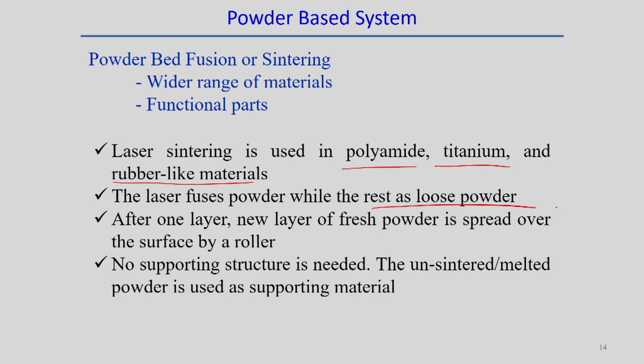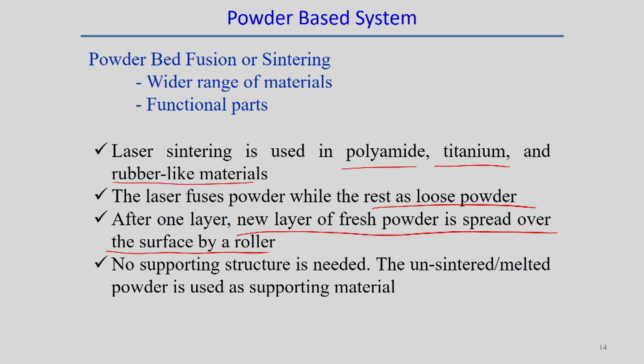Once one layer is formed, a new layer of fresh powder is spread over the surface by a roller, a spreader over the surface, and then again we repeat the same process. According to the path we melt or sinter that particular position. Then it is fused and attached to the previous layer.